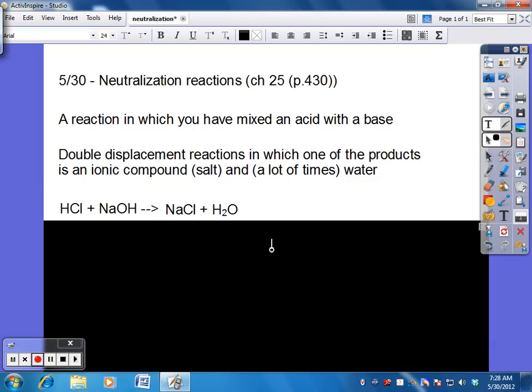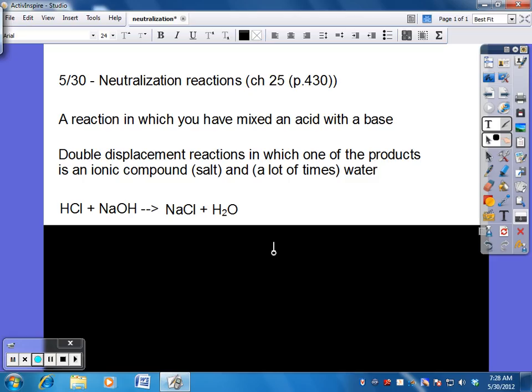So for example, the reaction we talked about last week where we have HCl, hydrochloric acid, and NaOH, sodium hydroxide. It's a double displacement, so you get sodium chloride, and then H2O or HOH. So the hydrochloric acid is donating the H, so acids donate and bases accept. The NaOH is accepting the H to form water.